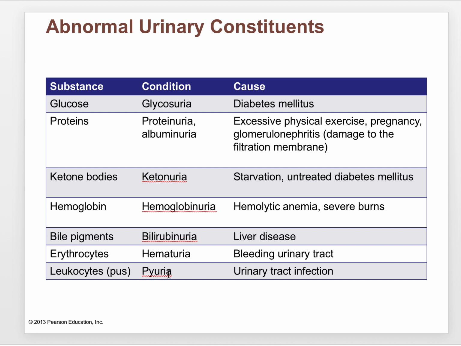Pyuria is the presence of pus or leukocytes, white blood cells in the urine. You see this if you have a urinary tract infection with a lot of white blood cells and pus in the urine, that causes pyuria.